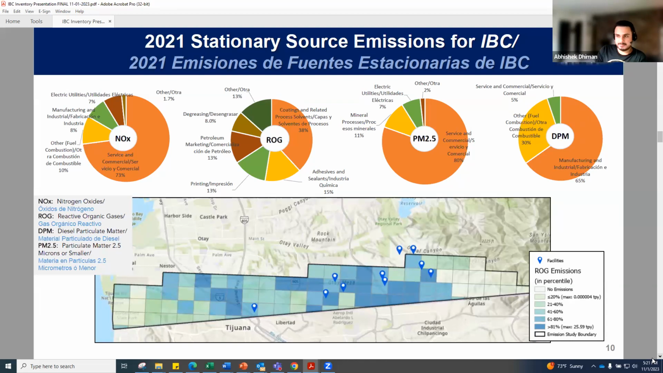And the map here shows stationary source ROG emissions that are distributed within the community. Highest ROG emissions from stationary sources, shown in the dark colored grids, are located in the industrial areas adjacent to major roads in Otay Mesa and parts of San Isidro that are adjacent to large freeways.